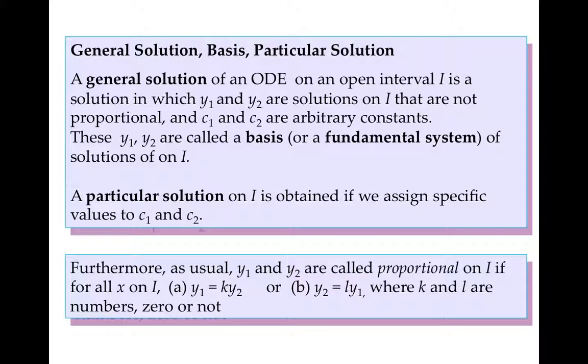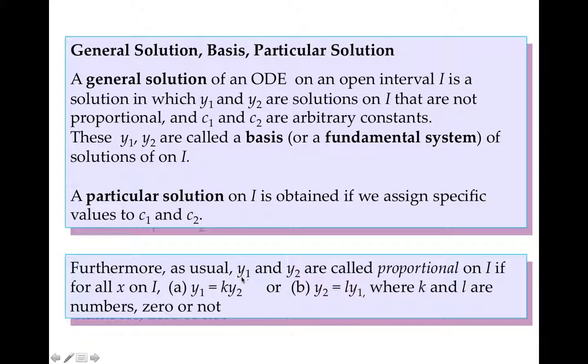So a more specific definition: a general solution of an ordinary differential equation, and once again this is second order, on an open interval I is a solution in which y1 and y2 are solutions on I, and y1 and y2 are not proportional. C1 and C2 are arbitrary constants. If this is the case, y1 and y2 are called a basis of solutions or a fundamental system, most likely referred to in this class as basis. And then a particular solution is obtained if we assign specific values to C1 and C2.